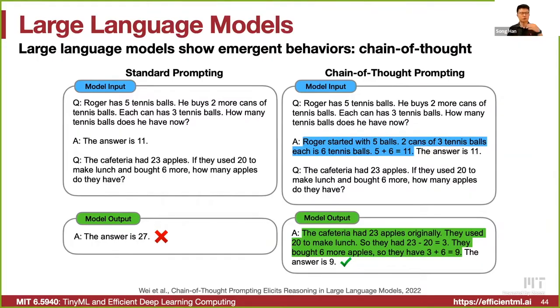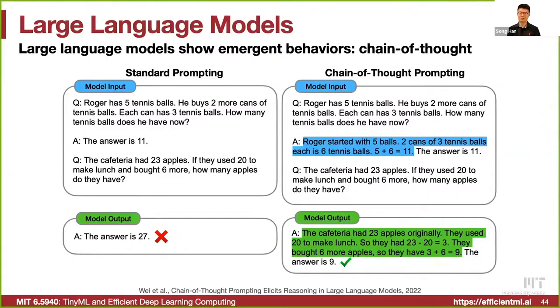Prompting this way to show not only the result, but also the chain of thought thinking process. And given another Apple question, the model can output a new answer. Here, cafeteria had 23 apples originally. They used 20 to make lunch. So they had 23 minus 20, that's 3. Okay, step by step, thinking step by step. And then they bought 6 more apples. So they now have 3 plus 6, that's equal to 9. The answer is 9. Now we can understand it correctly.